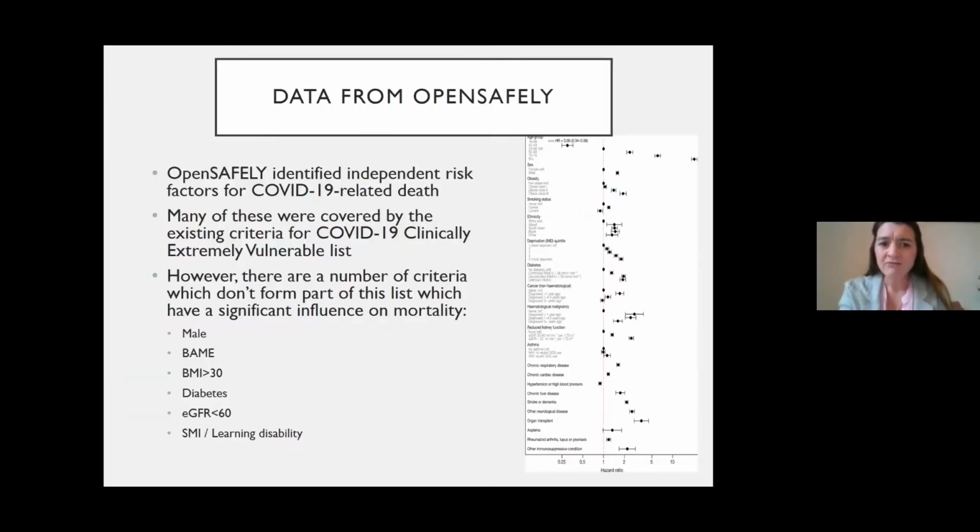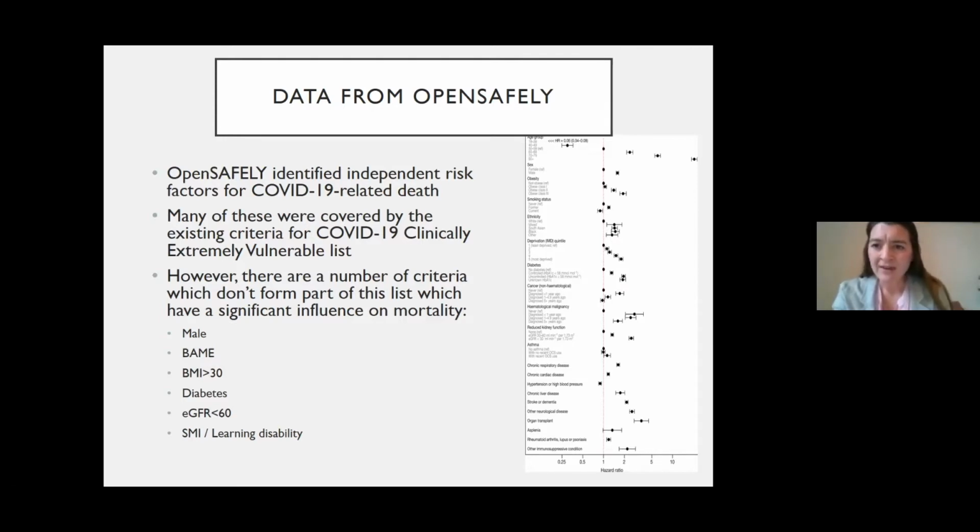In terms of risk factors, as you might know, the initial shielding letters that went out were very much based on people who were known to be on immunomodulatory drugs, typically chemotherapy or biological drugs or any kind of immunosuppressants. And these were the ones who were initially shielded during the pandemic.